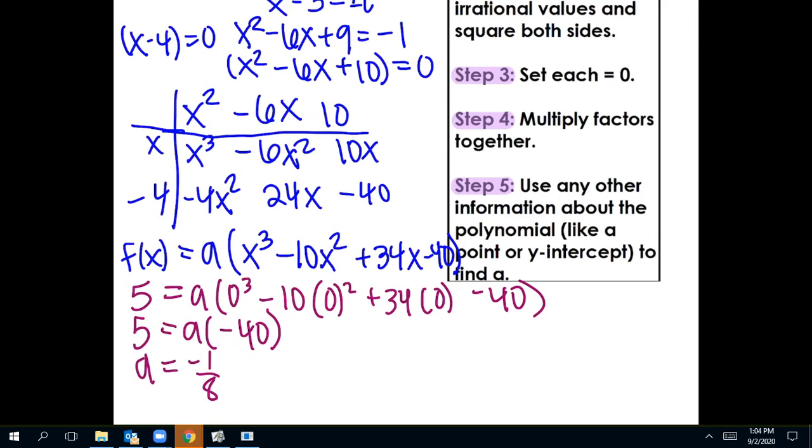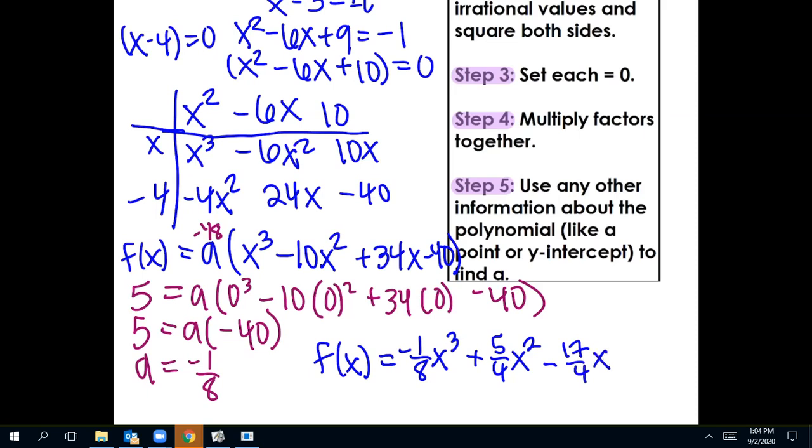So now that we know what a is, we can replace this a with -1/8 right here, and then distribute it through to write our final polynomial in standard form. So I'm going to write -1/8 x to the third plus 5/4 x squared, or you can write 10/8 if you like, minus 17/4 x, and then plus 5. And now if I were to plug in that 0 for the y-intercept, I would get 5, like the direction said we should have a y-intercept of 5.